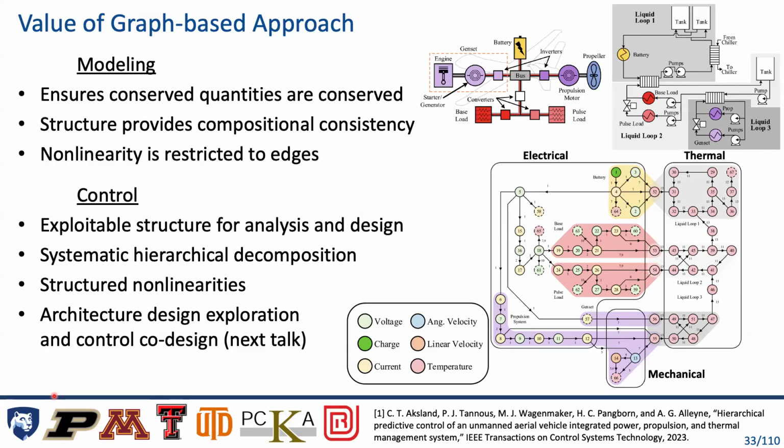And then when you go to control design, as we'll see through a few examples here, there are lots of different ways of modeling systems, but this is one of those modeling approaches that has a structure that can be exploited directly for control design. We can also use these structures for systematic hierarchical decomposition, figuring out how to take a large system and break it up into smaller pieces that have minimal amounts of interactions so that you can achieve decentralized, distributed, or hierarchical control with less conservatism. That structured nonlinearity allows us to use new linearization techniques that go beyond standard Taylor series linearization, and we can explore architecture design using these graph structures directly, and that'll be the focus of the next talk.